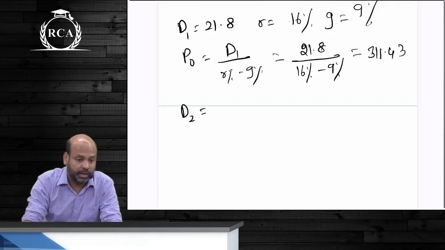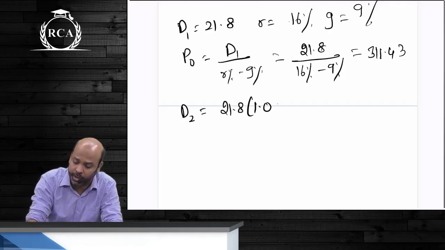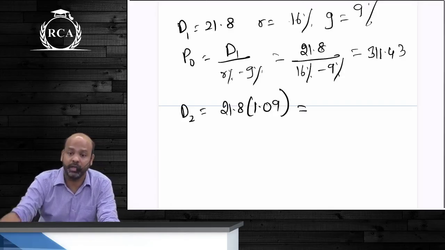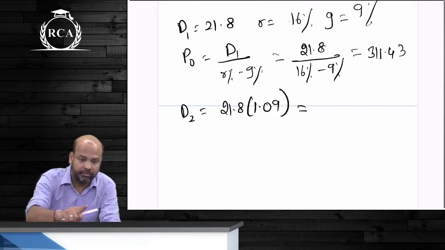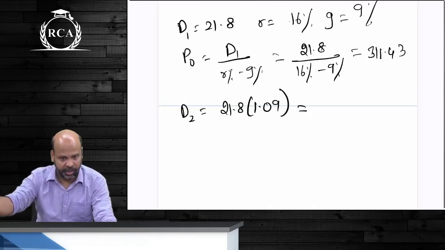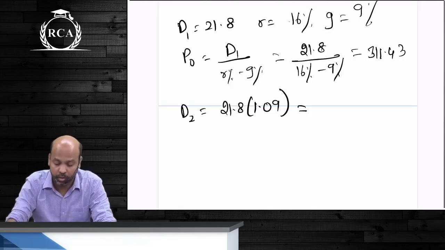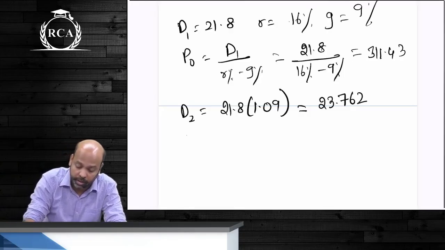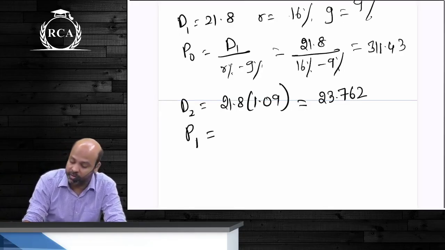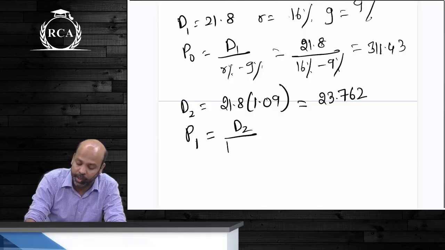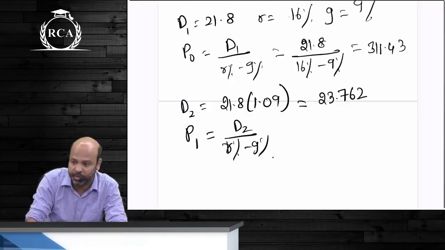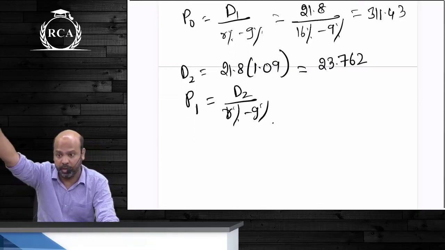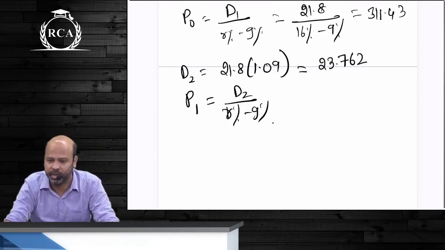D2 guys. Can I write D2 as 21.8 will grow at a rate of 9%? How much is that? D1, if grown at a rate of 9%, will become D2. 23.762. What I was trying to tell you is P1 will become D2 by R% minus G%. Won't P1 be D2 by R% minus G%?